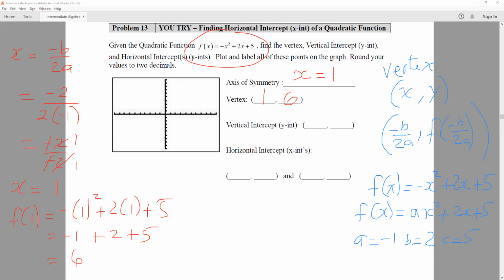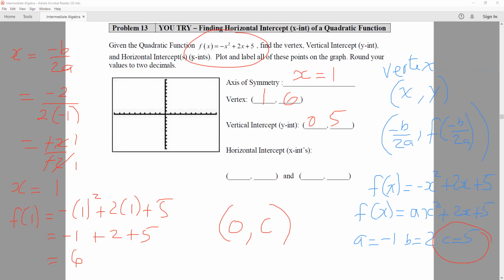All right. Now, what about our y-intercept? Remember, our y-intercept is always x equals 0, y equals c. And what is c from our function? C equals 5. So we have 0, 5. Now, what about our horizontal intercept? Again, we've gone over how to find that from the graph, right? We've done that. So I'm going to share my calculator and then go over that real quick.